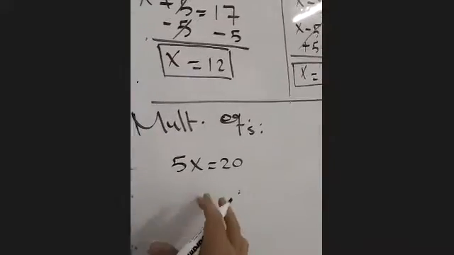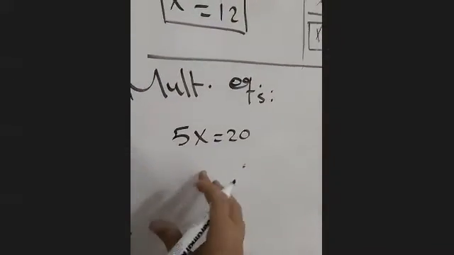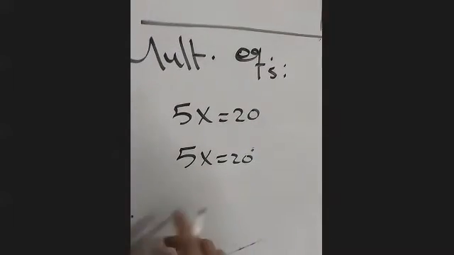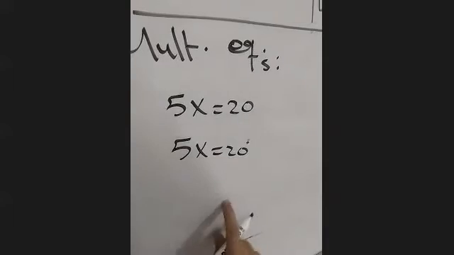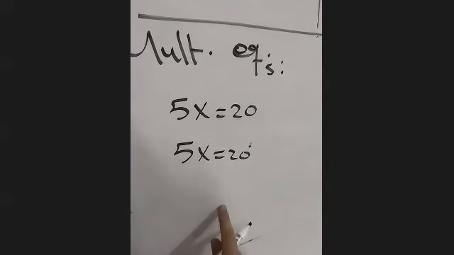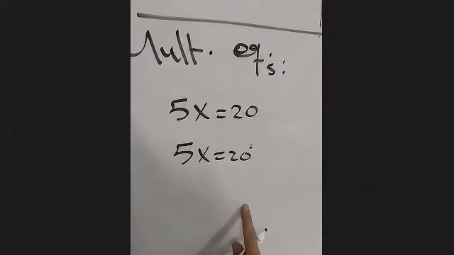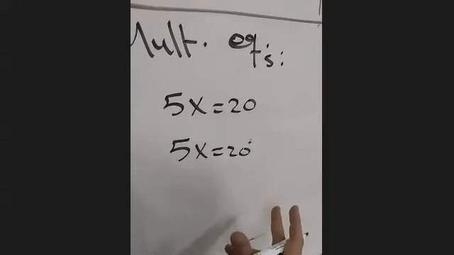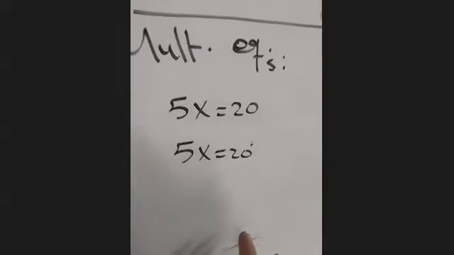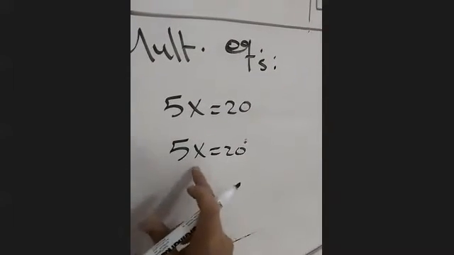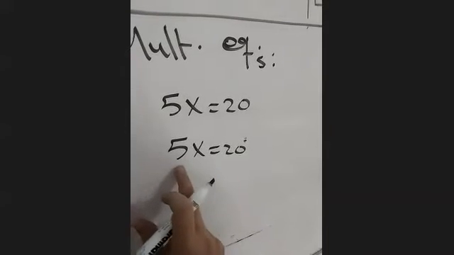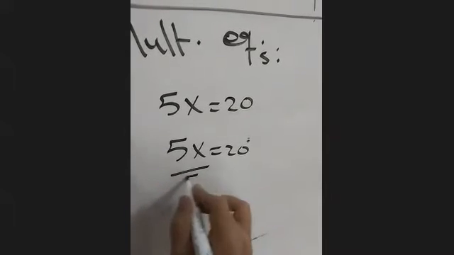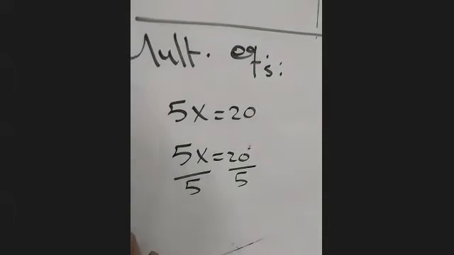Now in multiplication equation, which we did in the previous lesson, we rewrite the equation 5x equals 20. In one-step multiplication equation, we divide both sides by the coefficient. The coefficient is the number multiplied by the variable, and here in our example is 5. So I will divide both sides by 5.